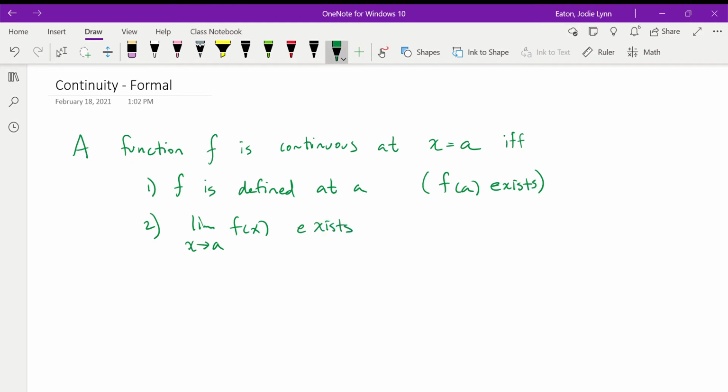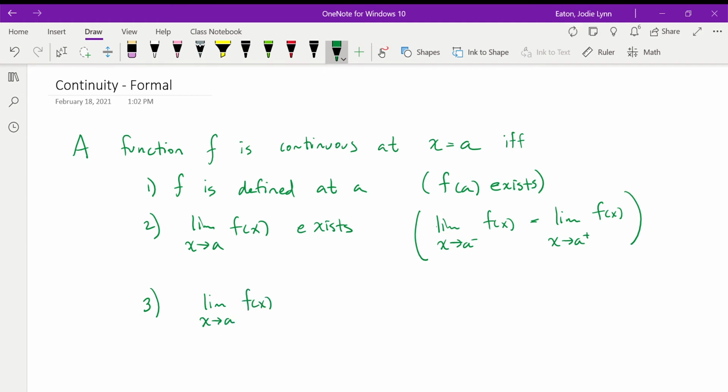So the limit has to exist, which means that the limit as x approaches a from below of f of x equals the limit as x approaches a from above of f of x. So it has to exist around a, and there has to be a limit that's the same from both sides. And thirdly, they have to equal each other. The limit as x approaches a of f of x. So both of these things have to exist, and they have to be equal to each other. So the limit as x approaches a of f of x equals f of a.